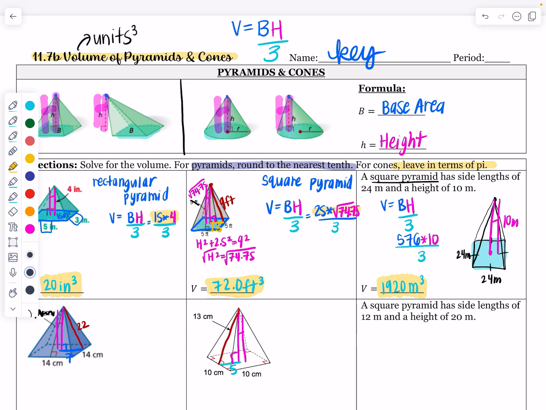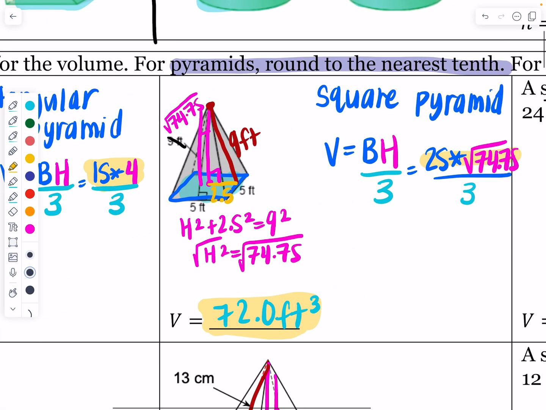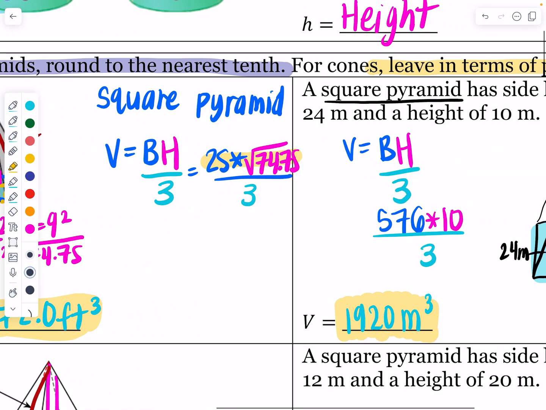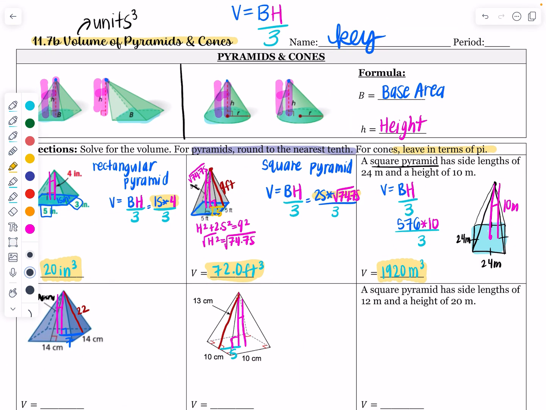Oh, hold on, y'all. These are not all in feet cubed. So I misspoke earlier. I'm so sorry. We have 20 inches cubed. Then we have 72 feet cubed, so obviously that's way bigger. And now we have 1920 meters cubed. So I've been changing the units up on y'all. So you can't necessarily just compare the numbers. You'd have to look at the units as well.